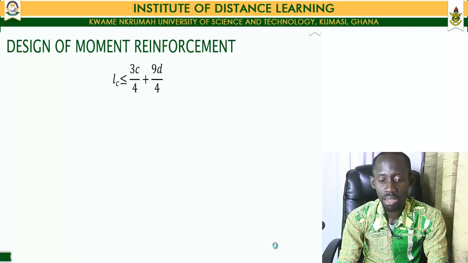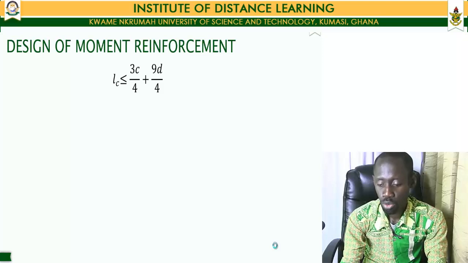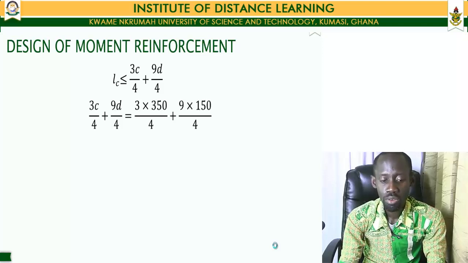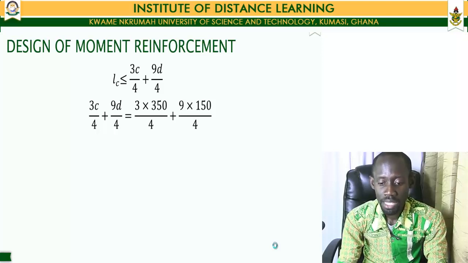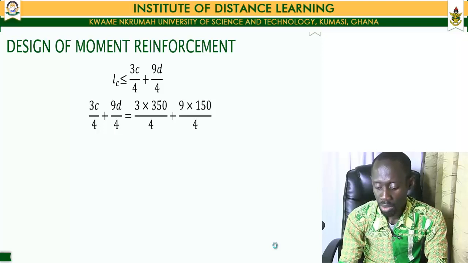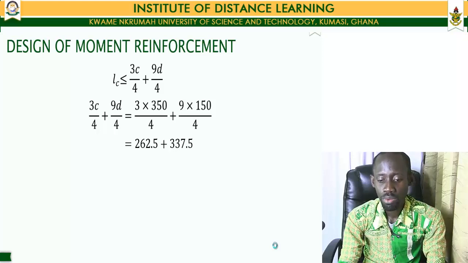So now we'll calculate the value of our 3C over 4 plus 9D over 4. It is given as 3 multiplied by 350 over 4, where the 350 is the dimension of our column, plus 9 multiplied by 150 over 4, where the 150 is the effective depth of our pad foundation. Calculating it gives us a value of 262.5 plus 337.5. Adding the 262.5 to the 337.5 gives us a value of 600 for our 3C over 4 plus 9D over 4.